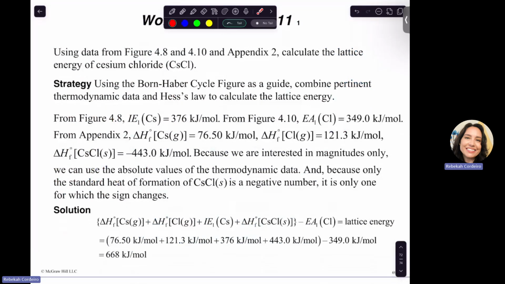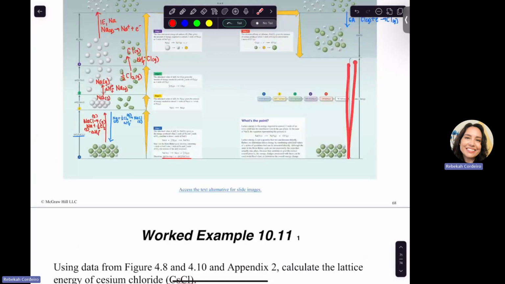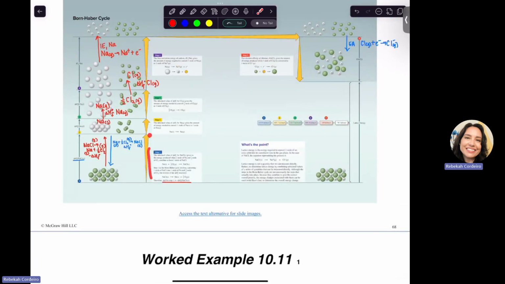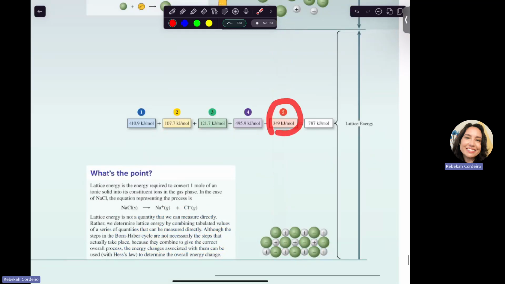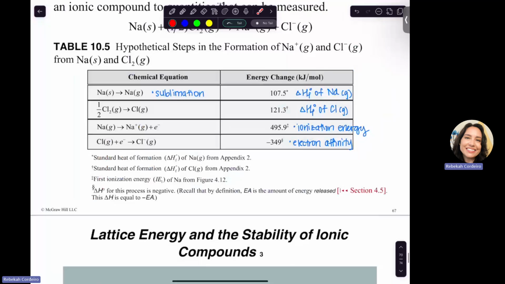So we're going to use the Born-Haber cycle figure as a guide. We're going to do cesium chloride. We want to calculate the lattice energy. So how can we calculate this? We literally are going to add up all of these things and get our lattice energy, because adding up all these steps and then subtracting this step is going to give us this space here. So we're going to add up step 1, step 2, step 3, step 4, and then notice that we subtract step 5 because we're going down, it's negative. So literally we just put all these numbers in there in the calculator.